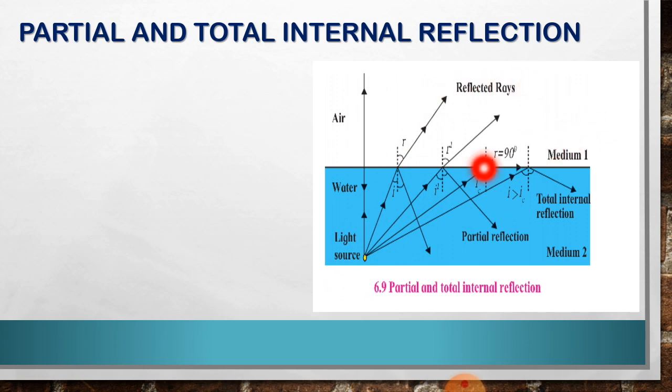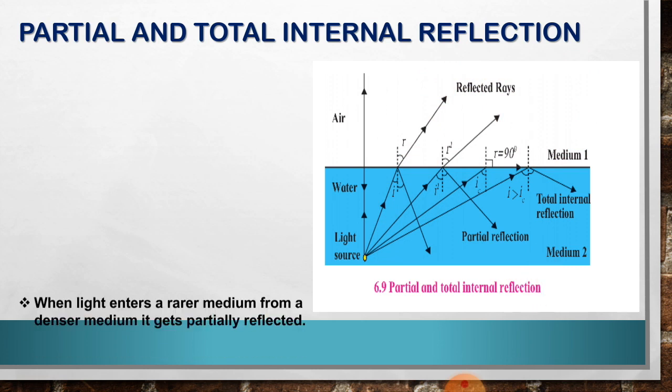Here there are angles: I, which means angle of incidence, and R, which means angle of reflection. Here we are learning about reflection. So R is called the angle of reflection.